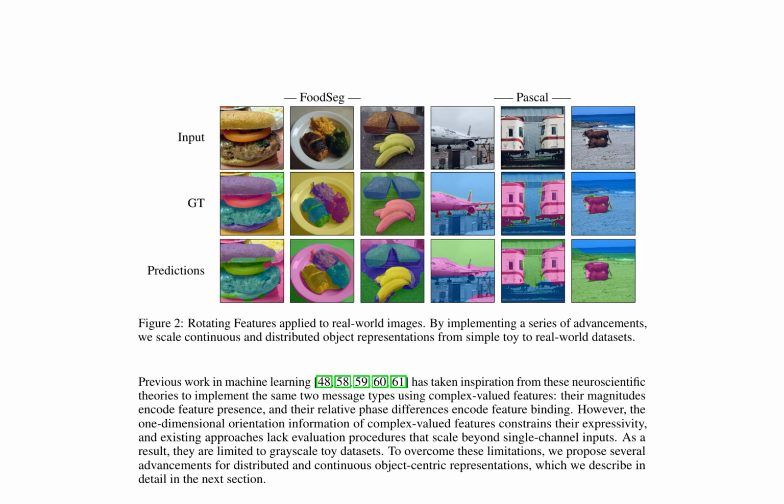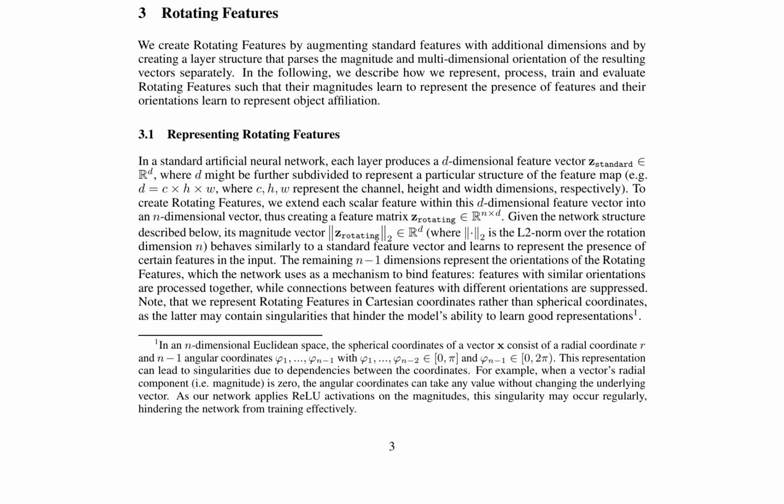The proposed approach, named rotating features, extends standard features into n-dimensional vectors, creating a feature matrix Z ∈ R^(n×d). The magnitude vector of this matrix, ||Z||₂, behaves similarly to a standard feature vector and learns to represent the presence of certain features in the input. The remaining n−1 dimensions represent the orientations of the rotating features, which the network uses as a mechanism to bind features. Features with similar orientations are processed together, while connections between features with different orientations are suppressed.